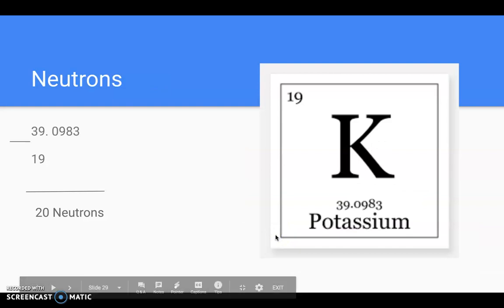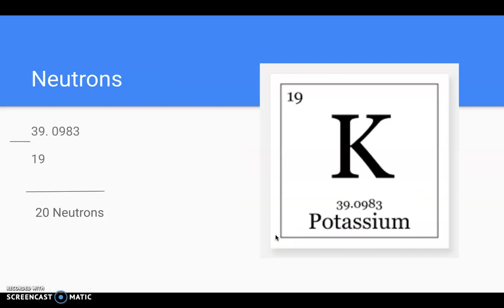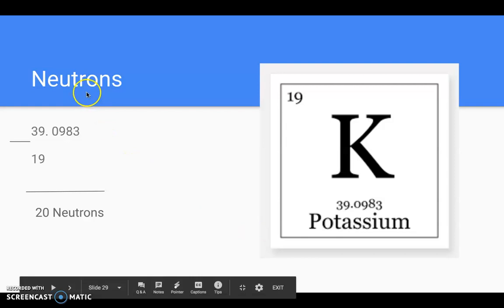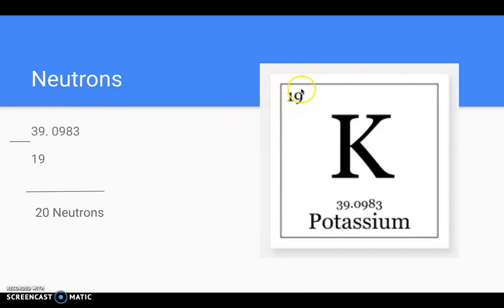Now, element keys can also tell us about the number of neutrons. So it gets a little tricky. Sometimes the amount of protons and neutrons are exactly the same, but sometimes they're not. So a trick to always know how many neutrons a pure atom of a certain element has is to subtract the atomic number from the atomic mass. If I subtract 19 from 39.0983, I would get 20 if I were to round.